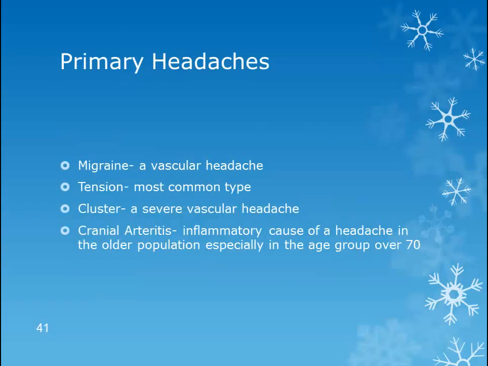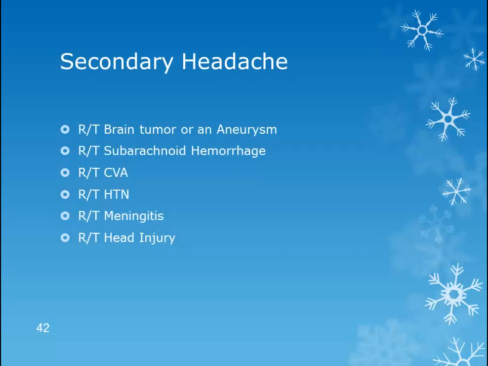Now a review of headaches. Primary headaches: migraine, a vascular headache; tension, most common type; cluster, a severe vascular headache; cranial arteritis, inflammatory cause of a headache in the older population, especially in the age group over 70 years of age. Secondary headaches: related to brain tumor and aneurysm, subarachnoid hemorrhage, stroke, hypertension, meningitis, and head injury.